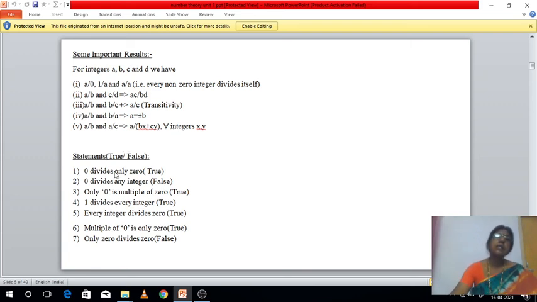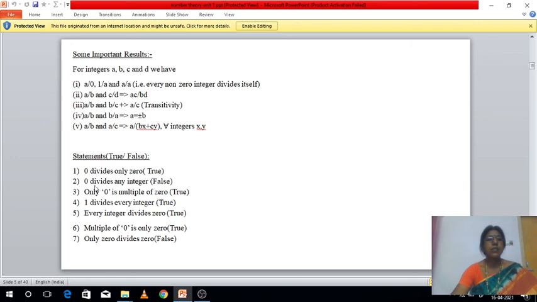Now you see some statements. First one: 0 divides only 0. We are going to prove this in the next classes. True or false? The questions, we will see the answers in the next classes. If you can, try these and find the answers.